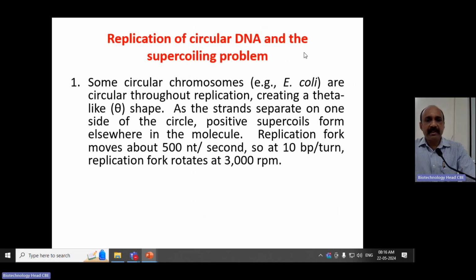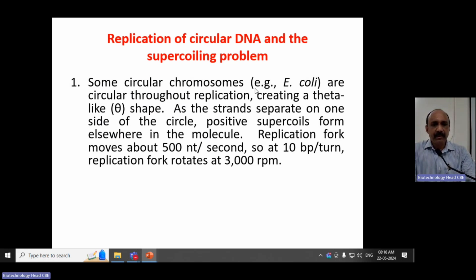So, the replication of circular DNA and the supercoiling. There are four important points when this replication takes place. First, there will be a supercoiling problem. When the topoisomerase releases the supercoiling, or the helicase starts to form these two different replication forks, there will be supercoiling behind the chromosome.